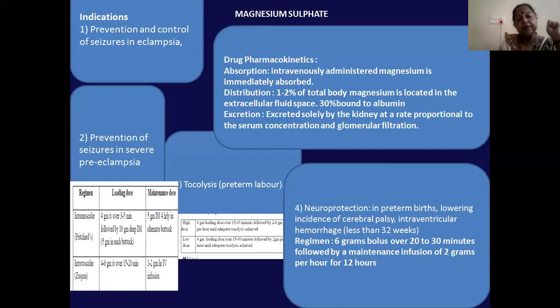And we know what things to observe: patellar reflex, respiratory rate, and urinary output. The excretion of magnesium sulfate is solely by the kidneys, at a rate proportional to the serum concentration and glomerular filtration. We need not do magnesium levels, but these are the clinical parameters where we can monitor the magnesium levels. If the patellar reflex is gone, the level is more than 10 milliequivalent. So we have clinical judgment of magnesium toxicity. Neuroprotection I have already discussed, so I will not go into tocolysis and neuroprotection for magnesium sulfate.